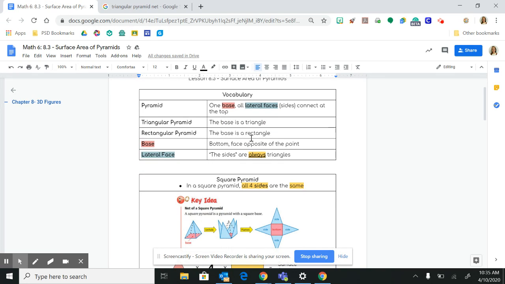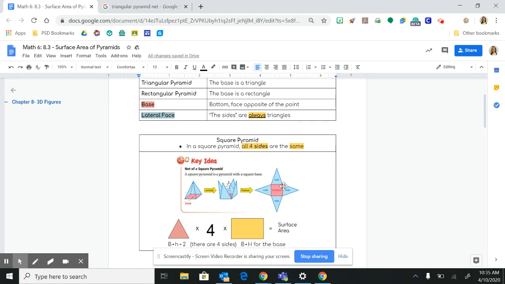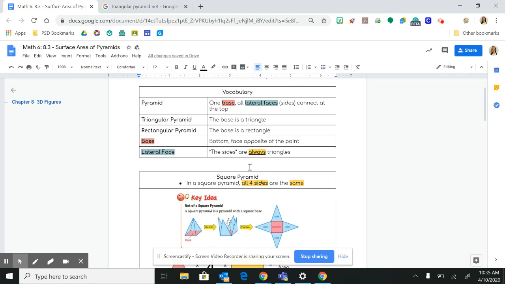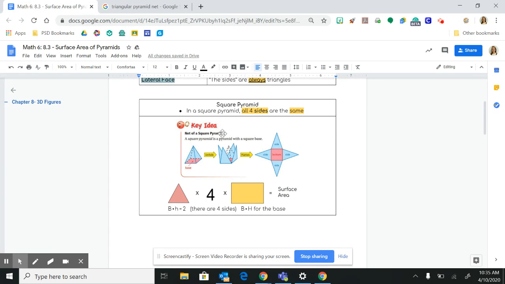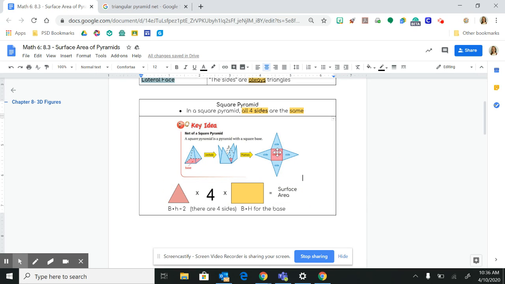In this one, the rectangular pyramid, the base is a rectangle and the sides are triangles. So this would be a rectangular pyramid. And we just talked about the lateral faces, or the faces are always triangles in a pyramid. So in a square pyramid, all four sides are the same. So if we were going to find the surface area of a square pyramid, we would find the surface area of the triangles, the four triangles on the side, multiply that by 4, and then add the surface area of the bottom.